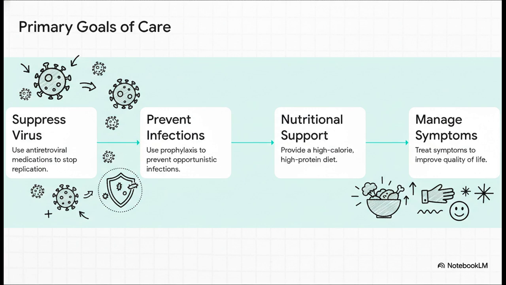We suppress the virus itself with antiretroviral medications to stop it from making copies. Second, we play defense. We use prophylaxis, preventative meds, to stop those nasty opportunistic infections before they can even start. Third, we build the body back up with excellent nutritional support. Think high calorie, high protein. And finally, we manage any symptoms to give the child the absolute best quality of life we can.